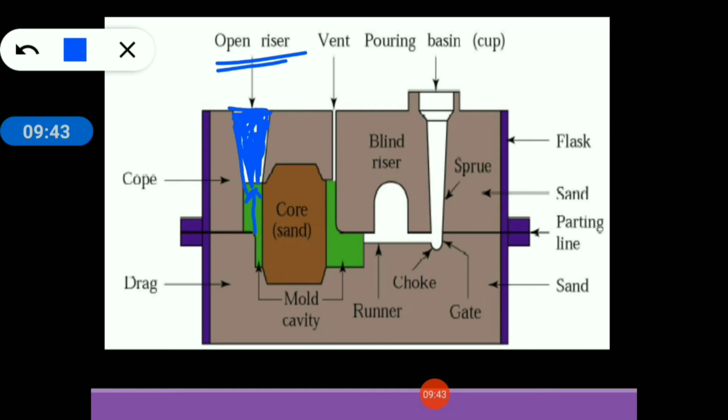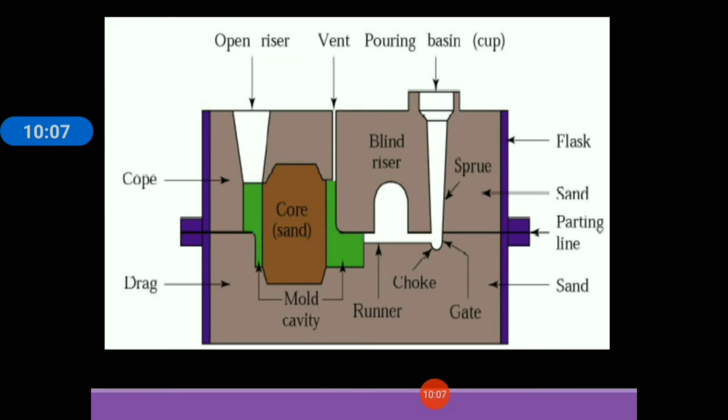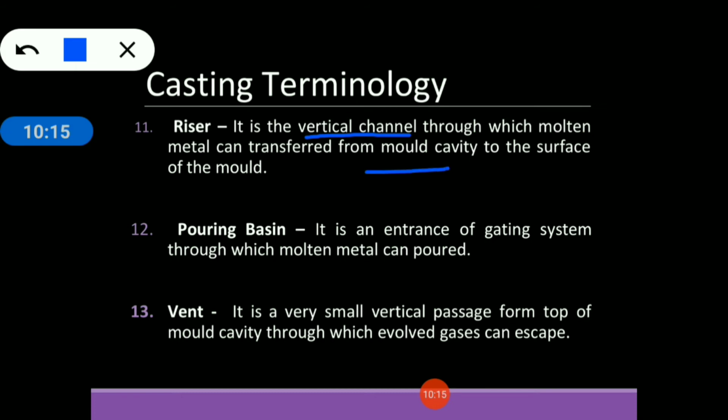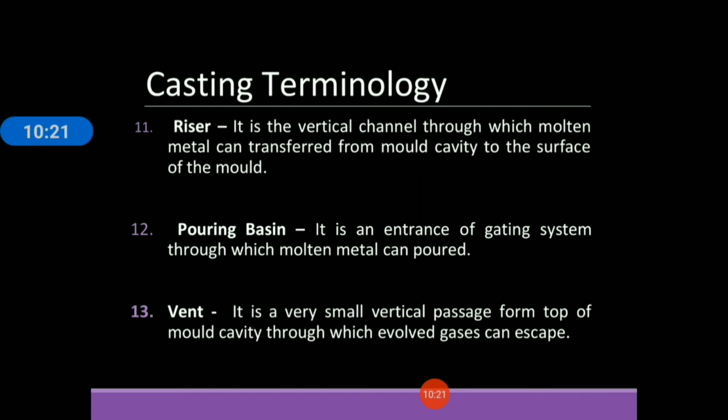Once you see the molten metal over here in the top box, you stop pouring the molten metal. So the cavity will be filled up by the molten metal, and it will come from the cavity to the riser, so the riser will be filled up. So the riser is a vertical channel through which molten metal is transferred from the mold cavity to the surface of the mold.